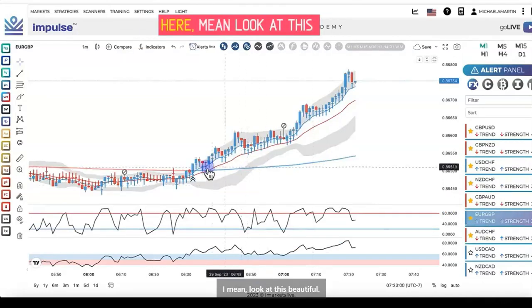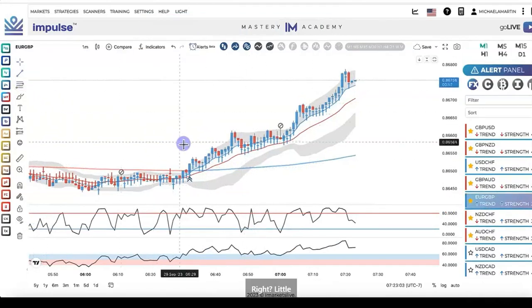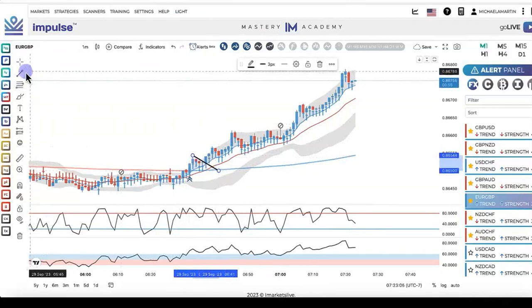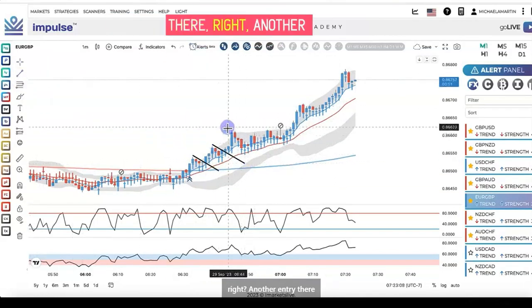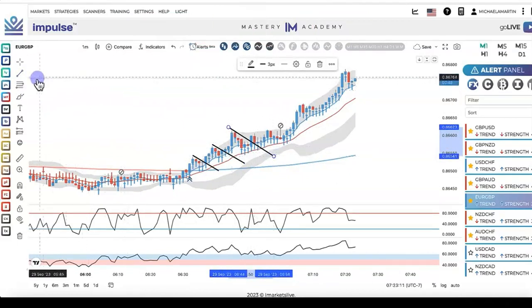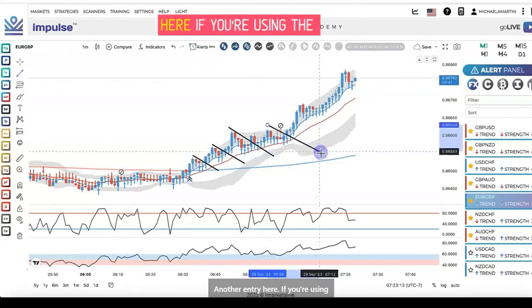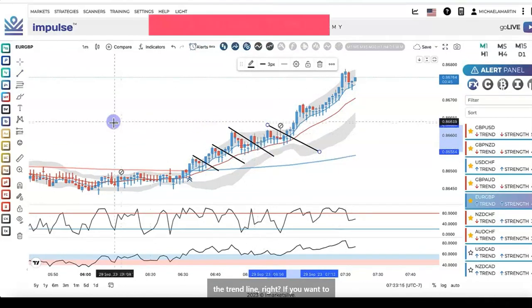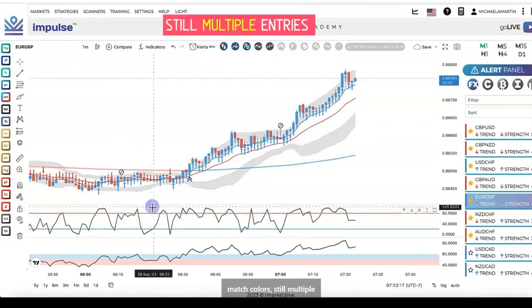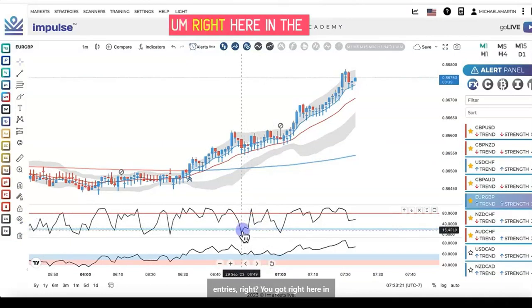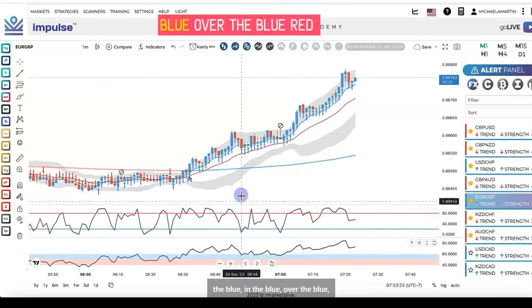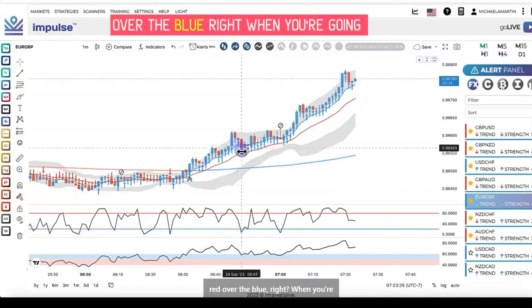Let's look at this one here. I mean, look at this beautiful, right? So, there's another entry there, another entry there, another entry here. If you use the trend line, right? If you want to match colors, still multiple entries, right? You got right here in the blue, over the blue, red over the blue, right?